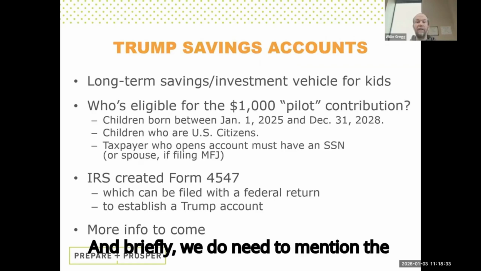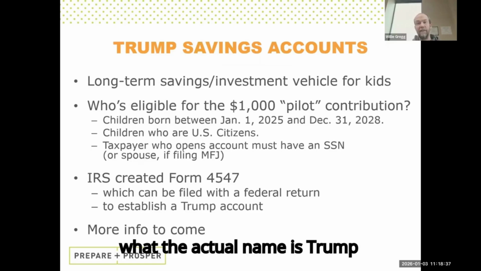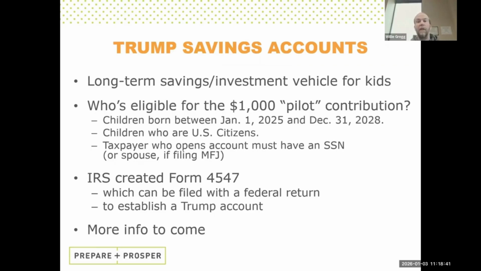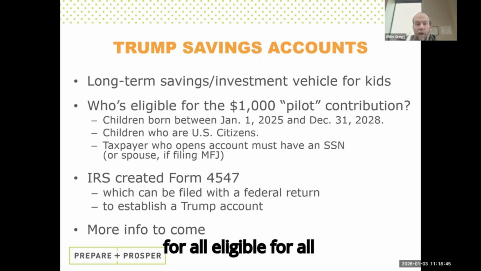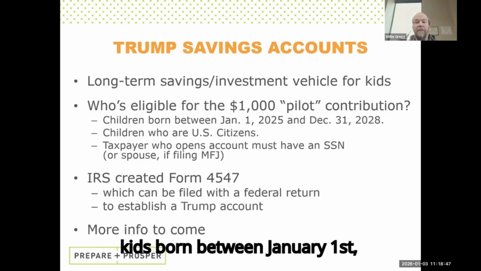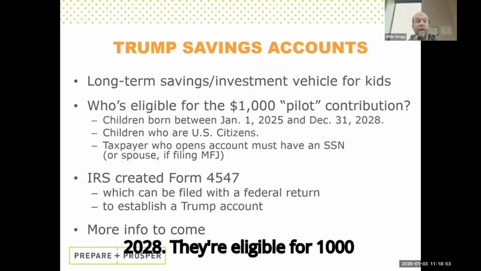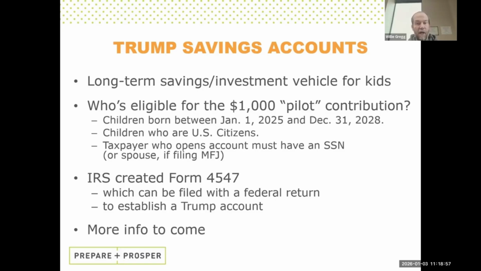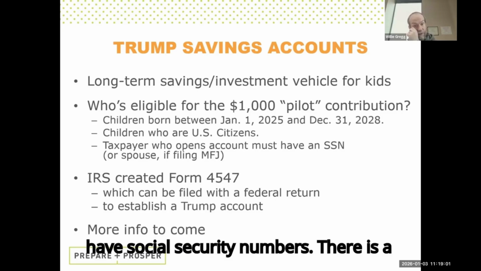And briefly, we do need to mention what the actual name is: Trump savings accounts. They are basically a child savings account open for all kids born between January 1st, 2025 and December 31st, 2028. They're eligible for a $1,000 pilot contribution, $1,000. They must be U.S. citizens. Taxpayers must have Social Security numbers.